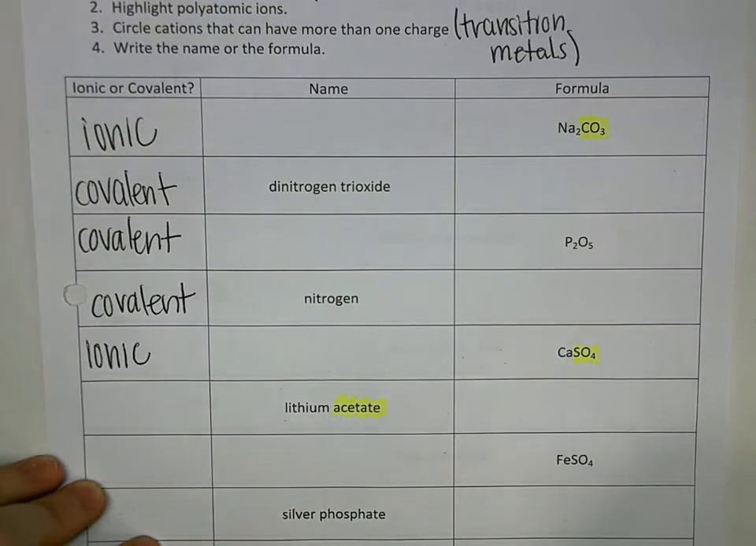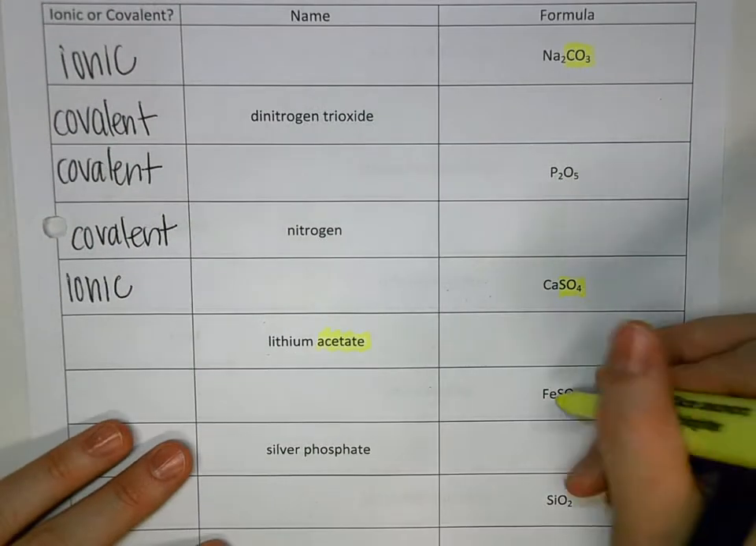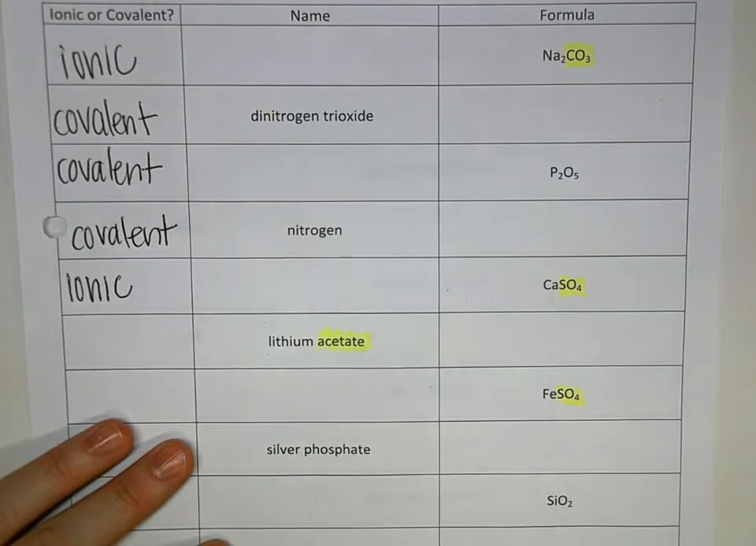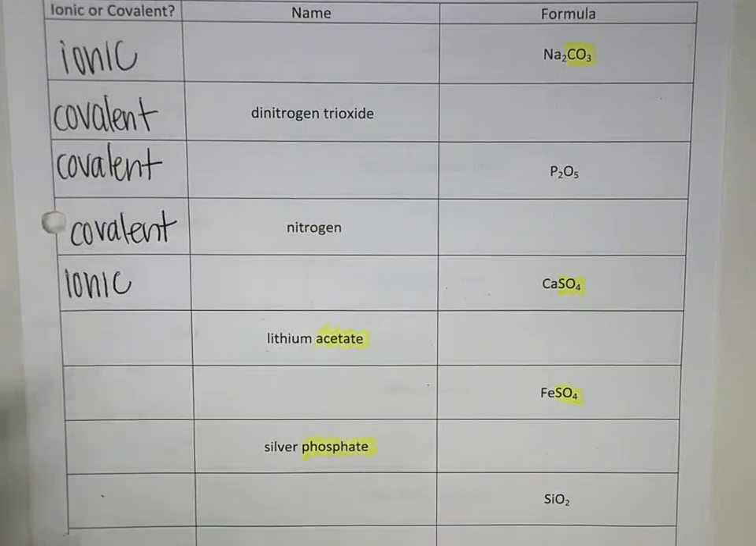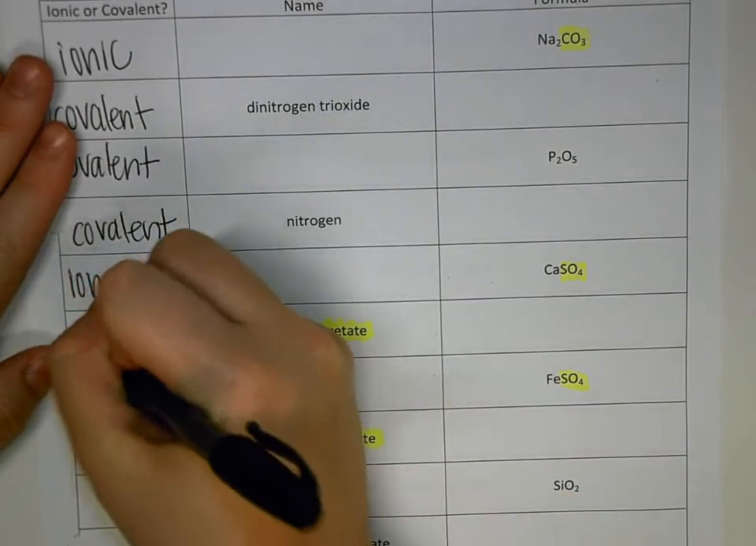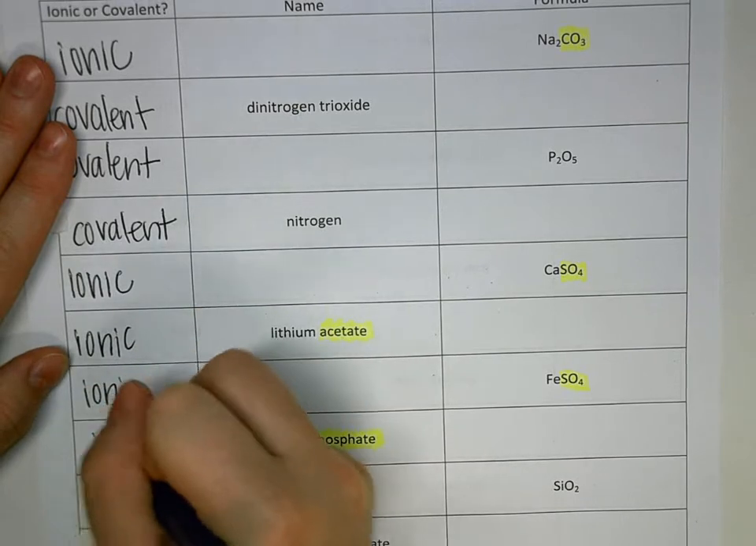Okay, next I have FeSO4, which is 3 different kinds of atoms, so that means I've got a polyatomic. Silver phosphate. Phosphate ends with ate, so it's polyatomic. So for these next 3, I know they're all going to be ionic because they all have polyatomic ions.